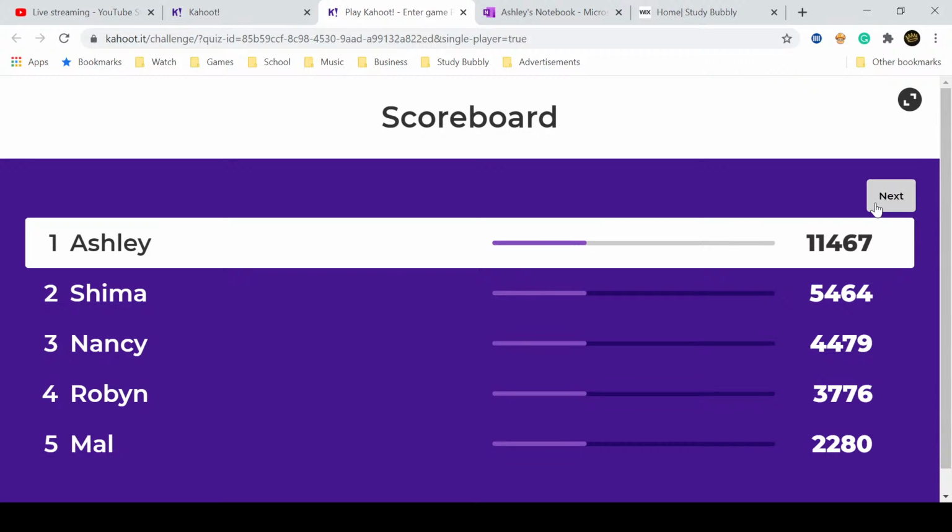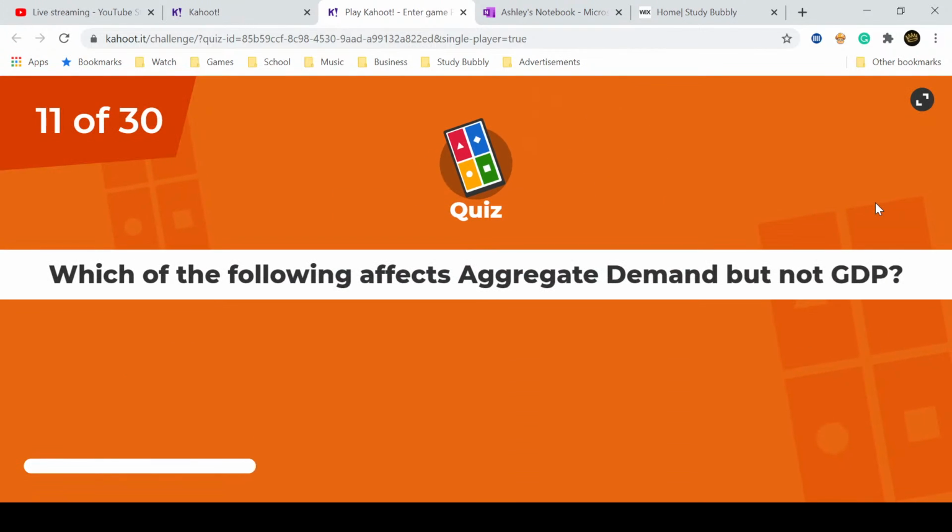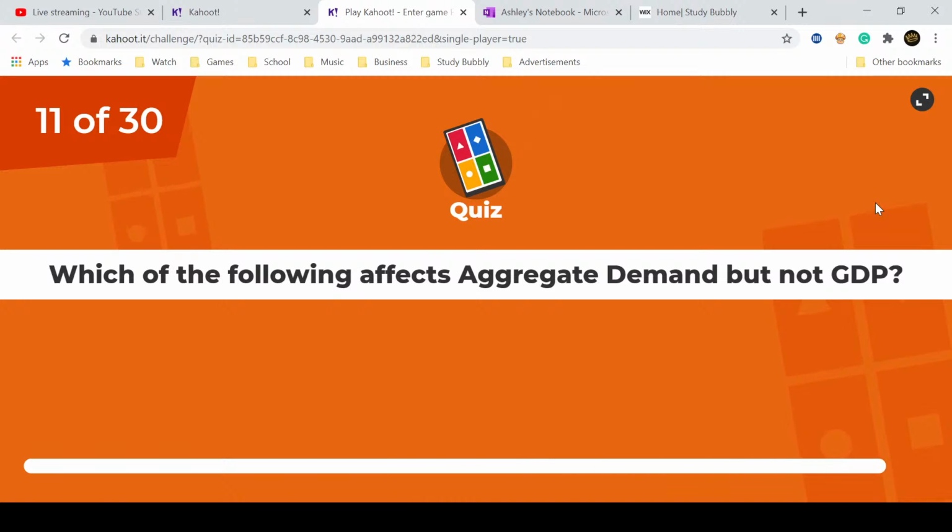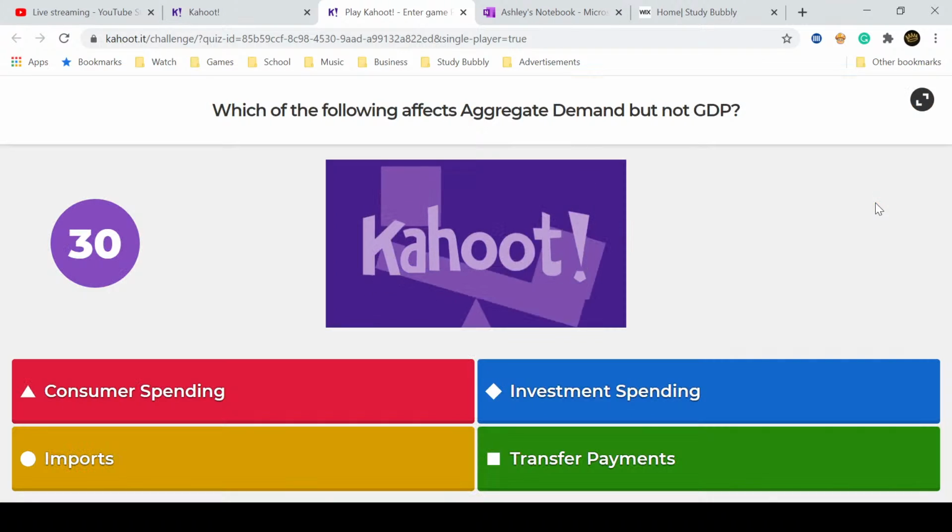Okay. Which of the following are aggregate demand but not gross demand?